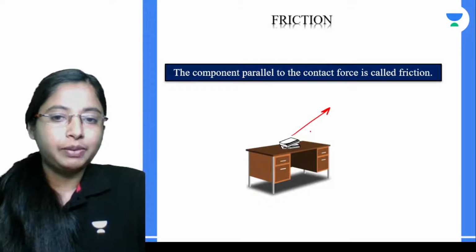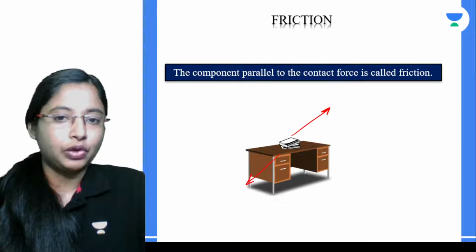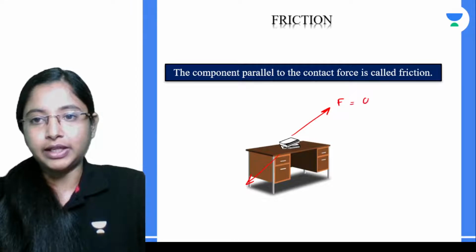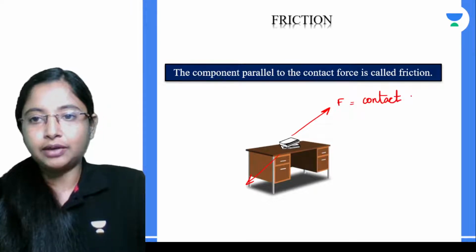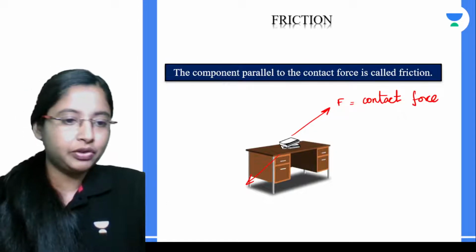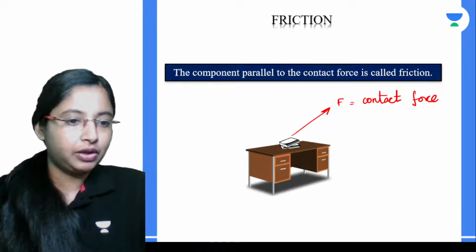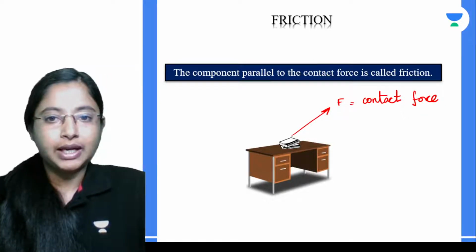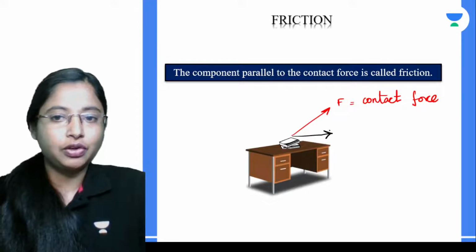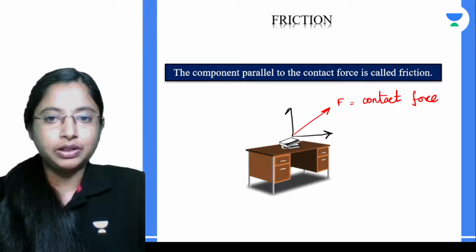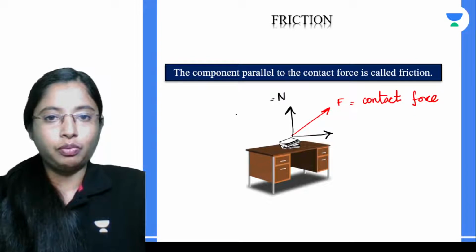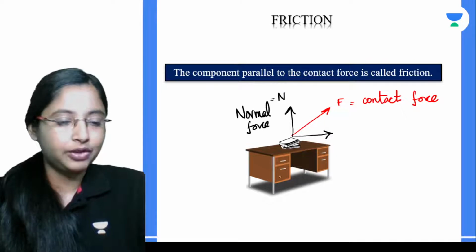Obviously if the table is applying force on the book, the book is also applying force on the table. This force is a contact force, and it can be resolved into its components, vertical and horizontal. The vertical component we call the normal force, and this force balances the weight of the object.